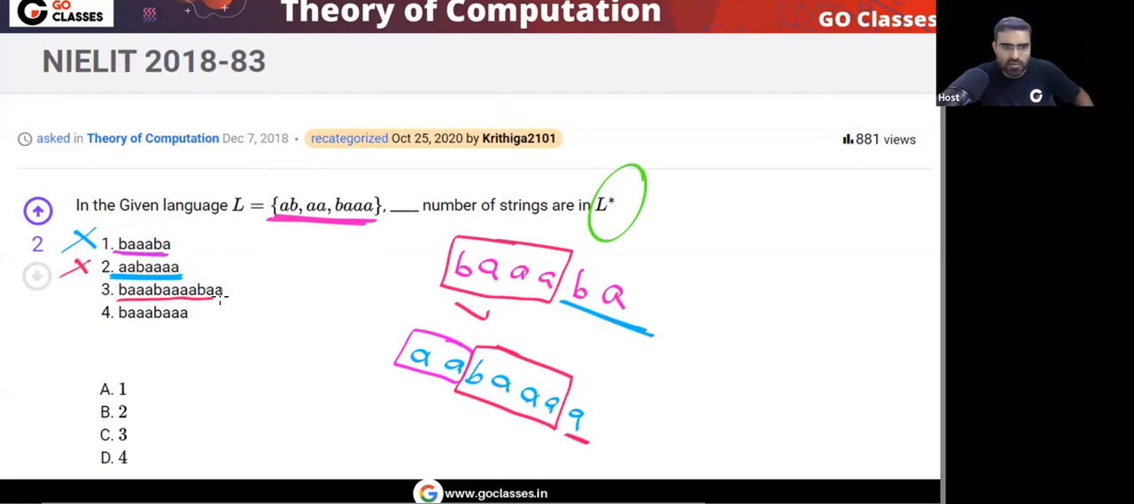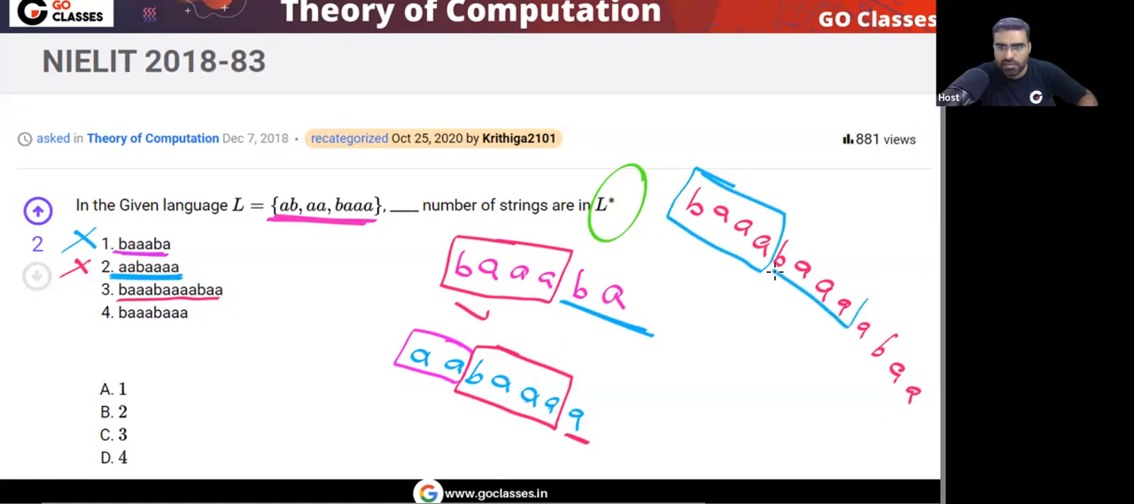What about the next one? BAA, then B4A, then B2A. Okay, again here, you can create this part. You can create this part also. Then you can create AB, then you can create A. So this will be accepted. This will belong to L star.